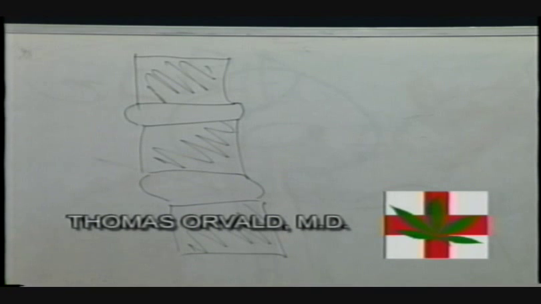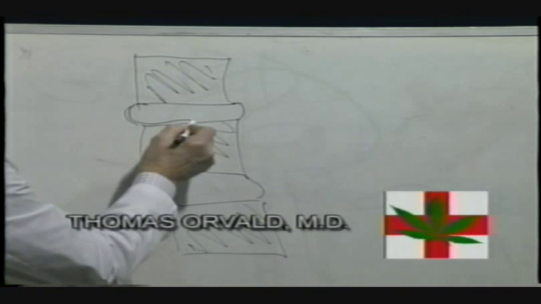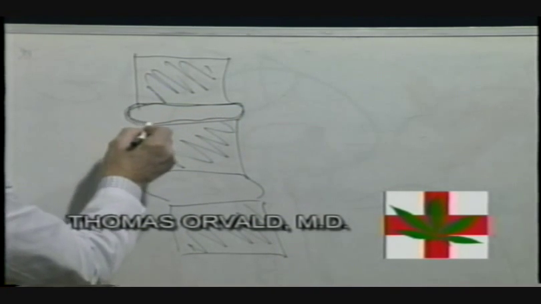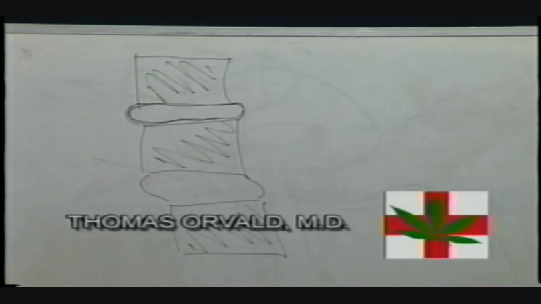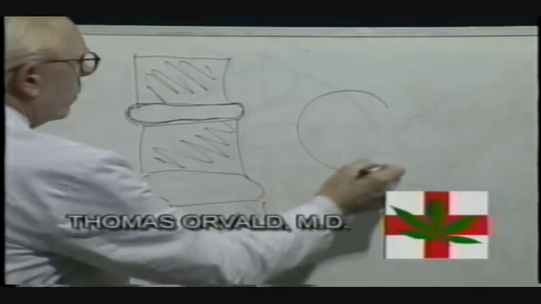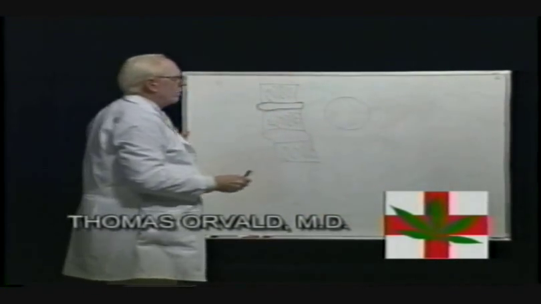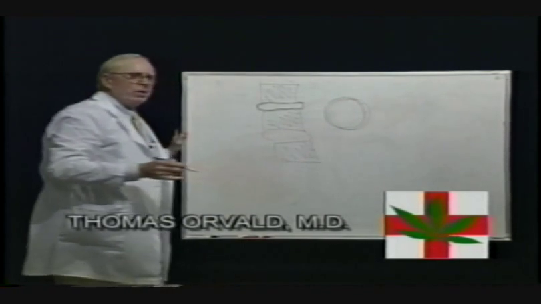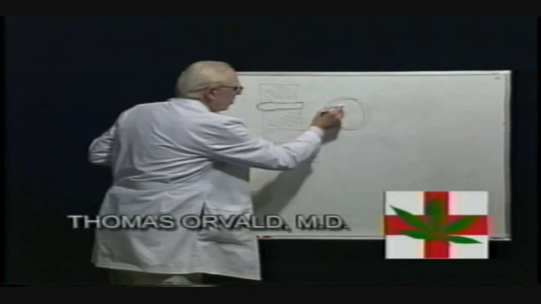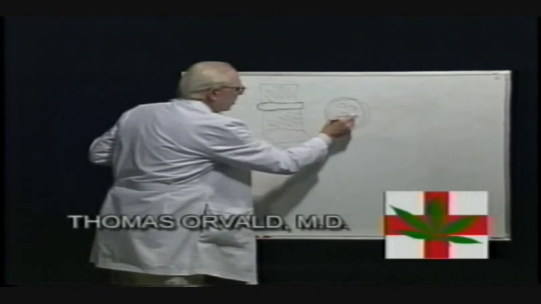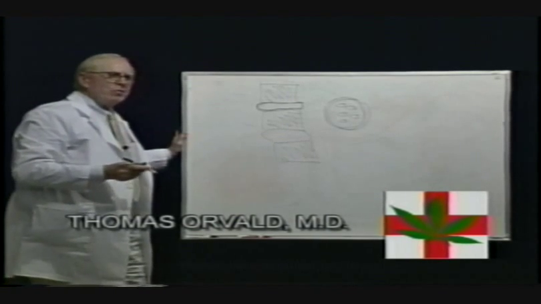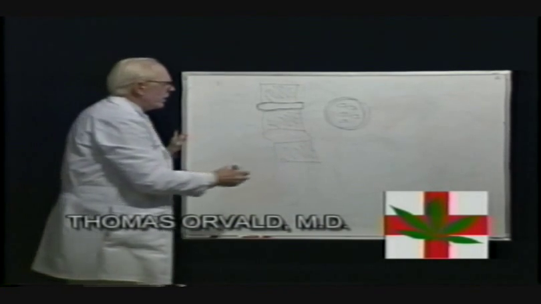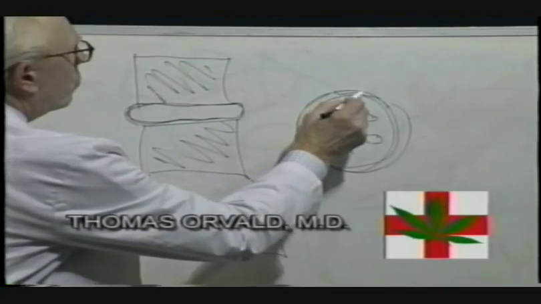Now, the discs are, as we said, shock absorbers. They are very thick and fibrous around the periphery and very tough. But as time goes on, as we age, we start to have degenerative problems in the disc. This is a disc looking down on it. The outside is fibrous tissue. The inside, strangely enough, is gelatinous. So it's like Jell-O.